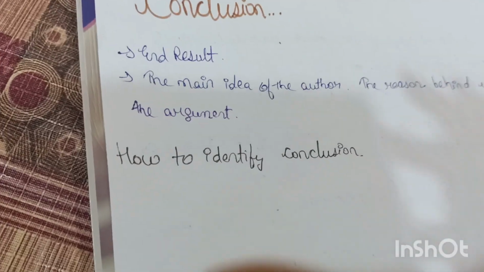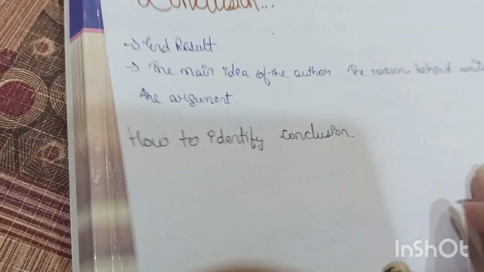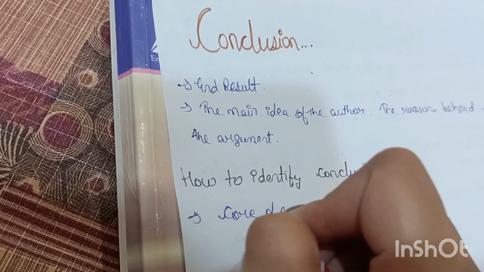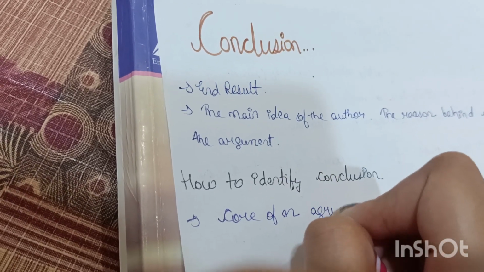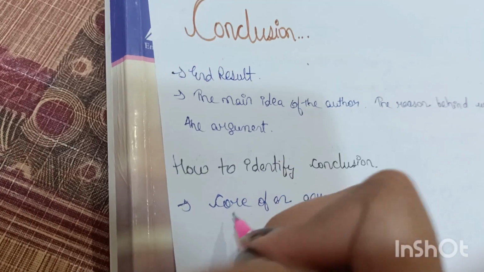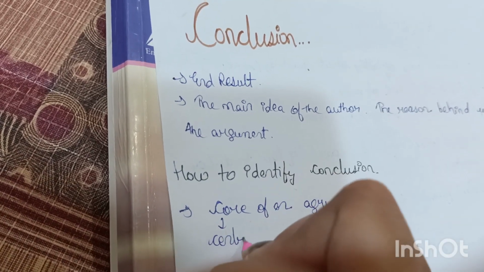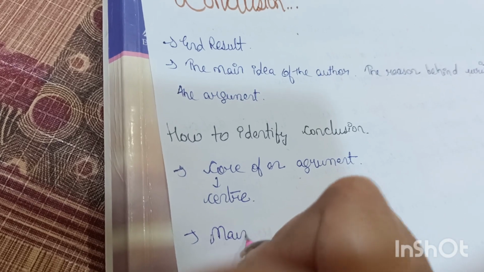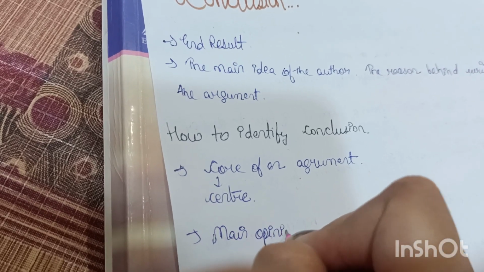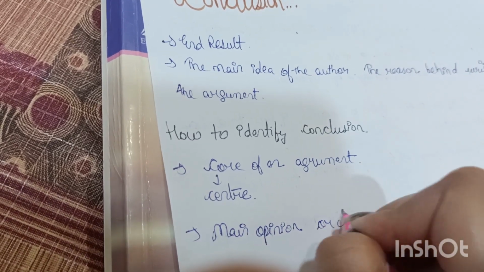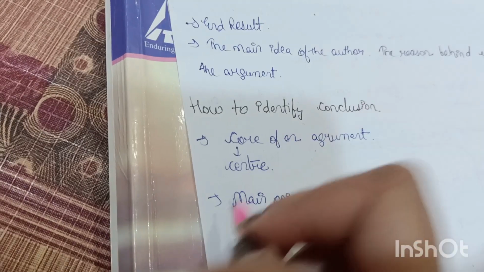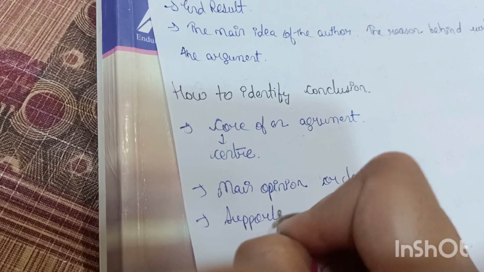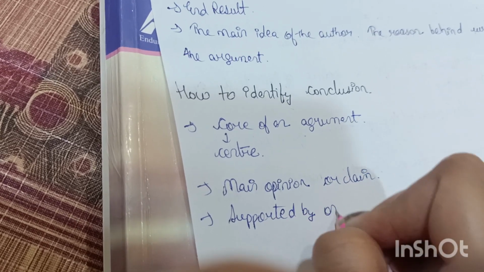So now let's see how you can identify conclusion. So you can say that conclusion is the core of an argument. So core over here means center part. Okay. And next it is main opinion or claim. Next one is supported by one premise.